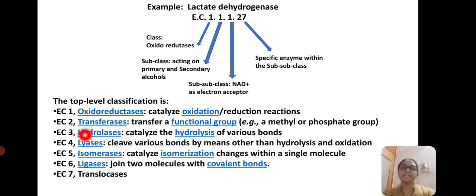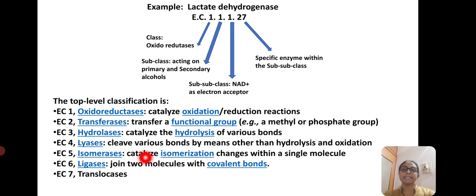And the next one is EC2, that is transferases. Here, as the name indicates, transfer of a particular functional group, whether it is a carboxyl group, methyl group, amino group, or phosphate group. Okay, EC3 is hydrolases, the enzymes which catalyze the hydrolysis or breaking down of bonds, like most of the digestive enzyme bonds, glycosidic bonds, peptide bonds, ester and ether bonds, using a molecule of water. Those are the hydrolases. Then come the lyases, which cleave the bonds by means other than hydrolysis and oxidation.